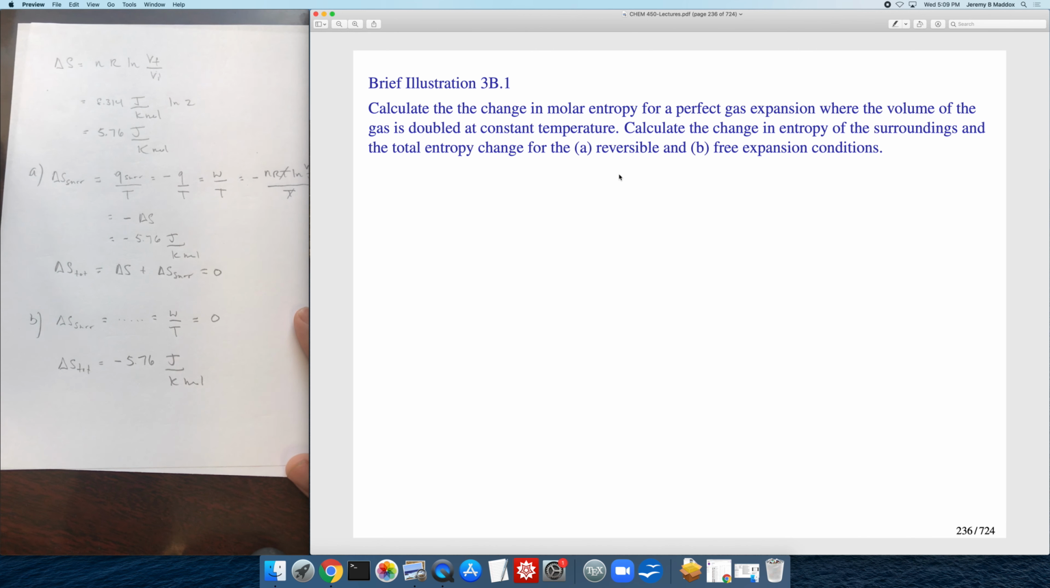So for the system, you always have to use the reversible path, right? Notice that delta S for the system is the same for both parts A and B. You have to use whatever the reversible equivalent path is. But for the surroundings, you use the actual heat of the process. In part A, we used the reversible heat, which is equal to minus the reversible work. In part B, we used the real heat and the real work, which were both 0 in this case.